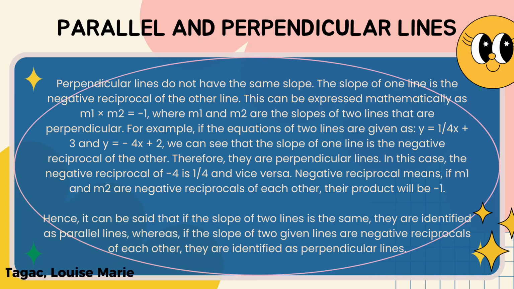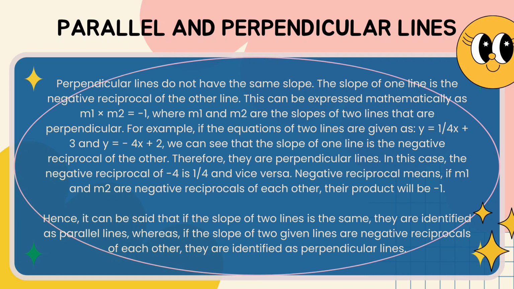Parallel and perpendicular lines. Perpendicular lines do not have the same slope. The slope of one line is the negative reciprocal of the other line. This can be expressed mathematically as m1 times m2 equals -1, where m1 and m2 are the slopes of two lines that are perpendicular. For example, if the equations of two lines are given as y equals 1/4 x plus 3 and y equals -4x plus 2, we can see that the slope of one line is the negative reciprocal of the other. Therefore, they are perpendicular lines.